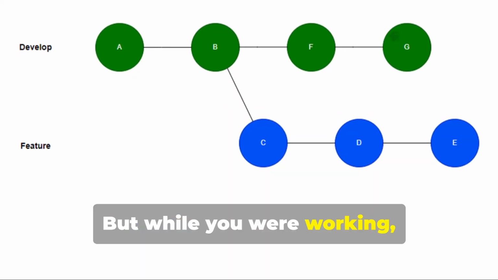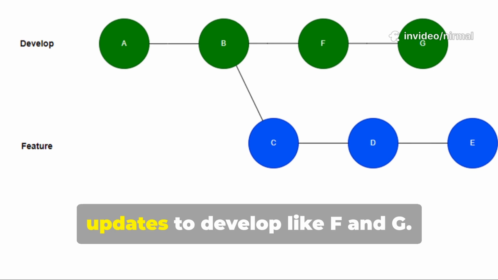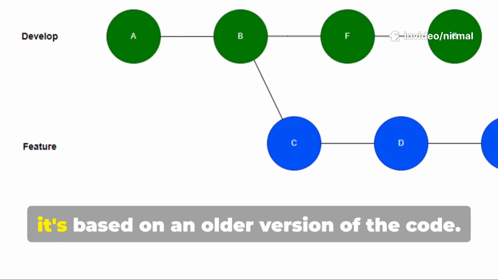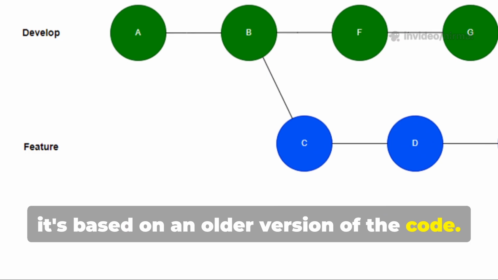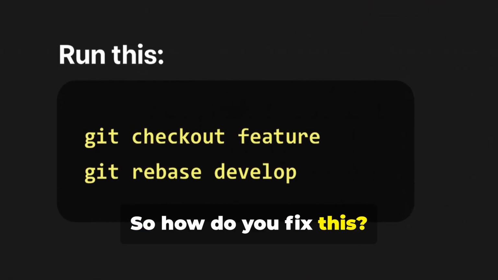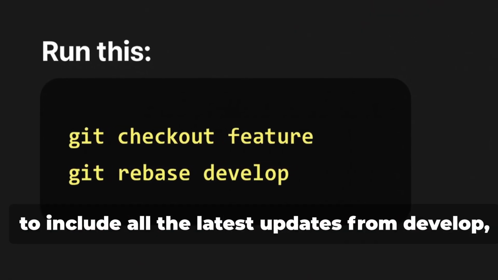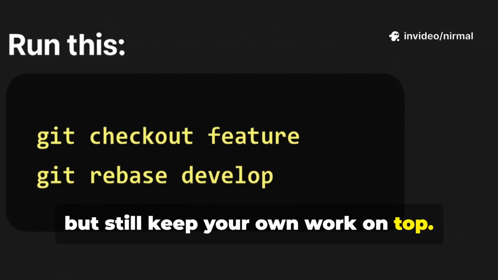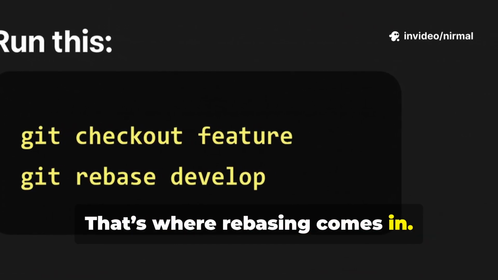But while you were working, your teammates also kept pushing new updates to develop, like F and G, so now your feature branch is behind. It's based on an older version of the code. So how do you fix this? You want your feature branch to catch up, to include all the latest updates from develop, but still keep your own work on top. That's where rebasing comes in.